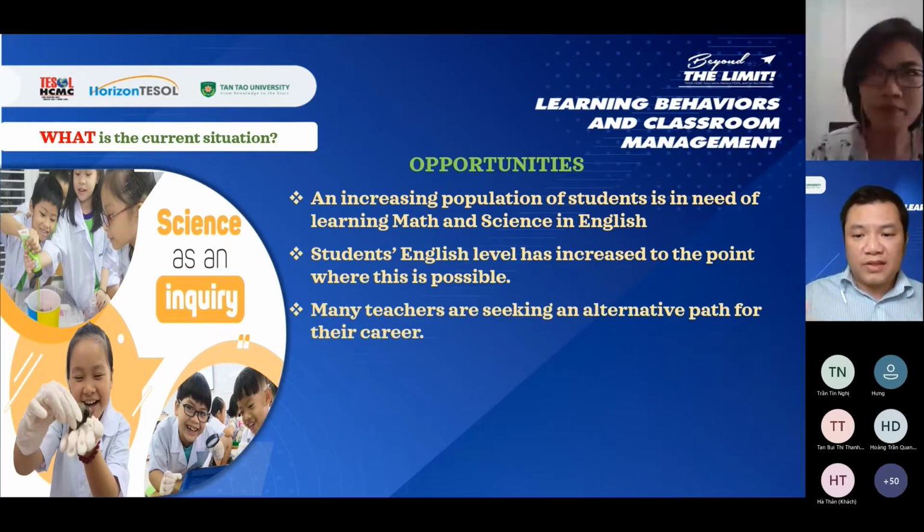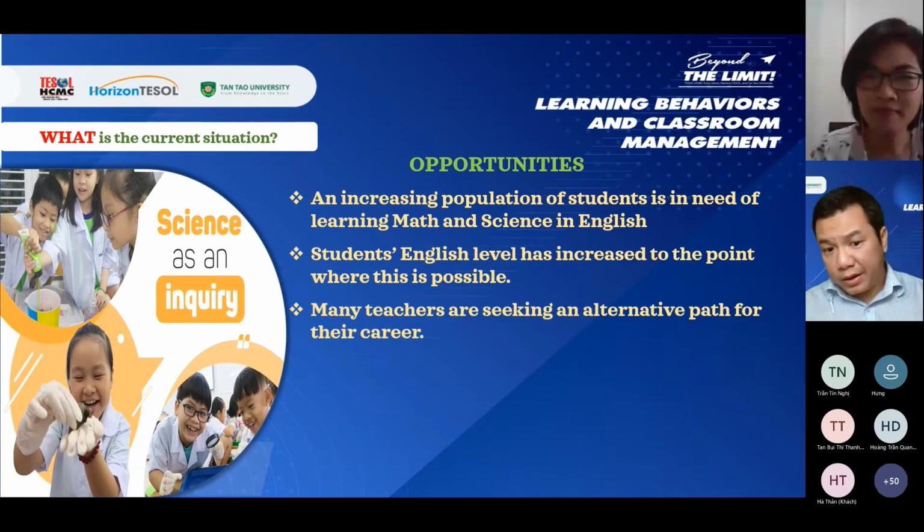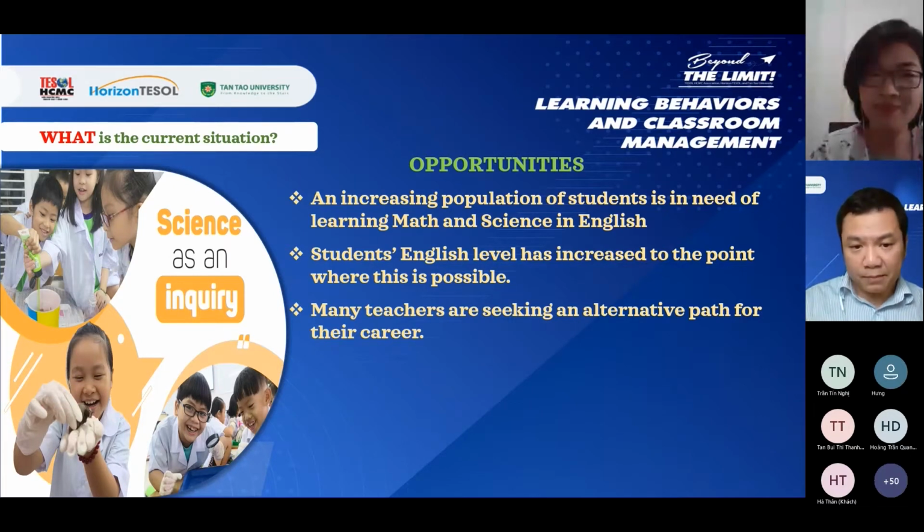Now, many teachers are seeking an alternative path for the career. What teachers are doing now is just teaching in public schools and private schools according to the curriculum proposed by the Ministry of Education. And all they need to do is just to force the students to learn the concepts and do a lot of problems to pass the exam. And many of the problems are like nonsense.